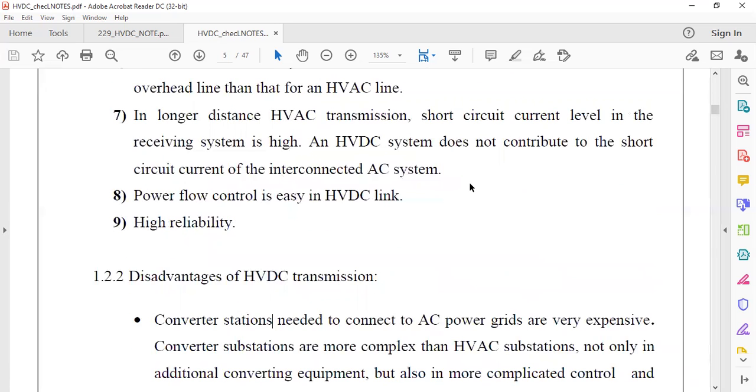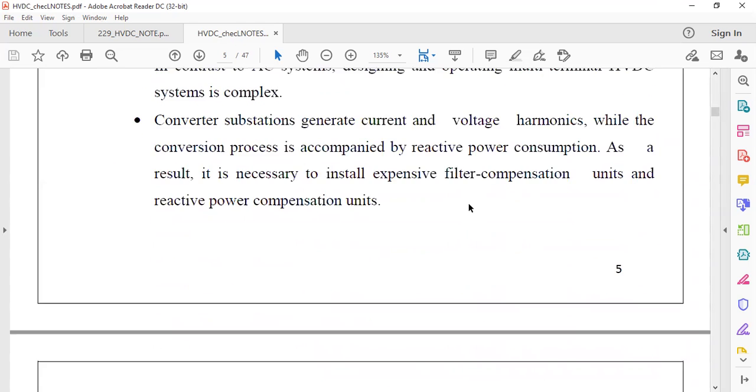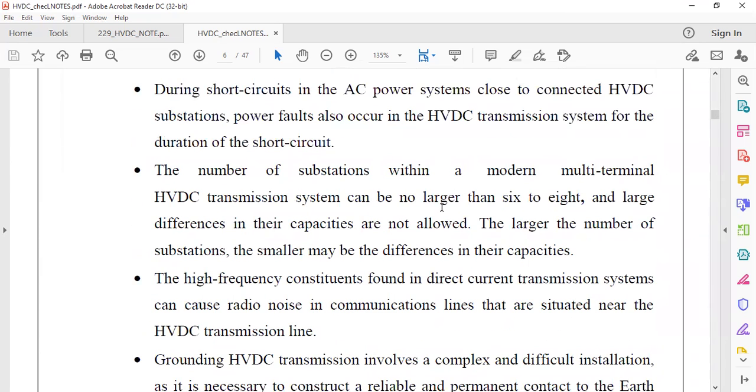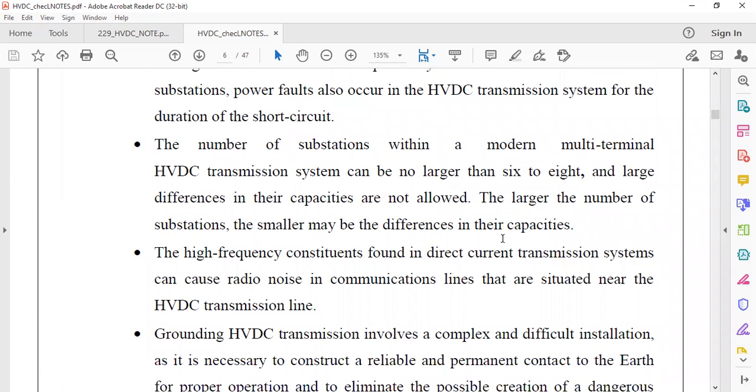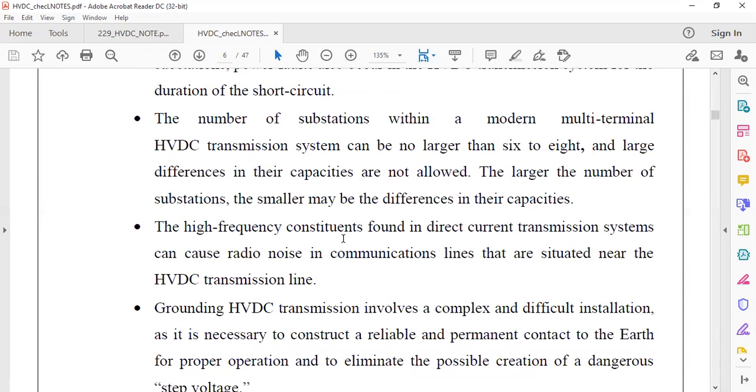And the number of substations within a multi-terminal HVDC transmission can be no longer than 6 or 8. So large differences in their capacities are not allowed. Actually, with a large number of substations, there may be small differences in their capacities, right? The high frequency components found in the DC transmission systems can cause radio noise in communications lines that are situated nearby the HVDC transmission system.